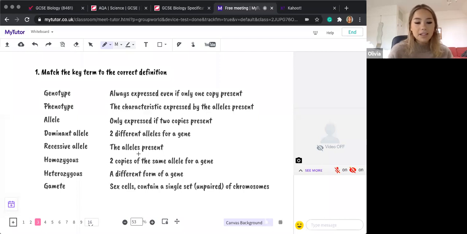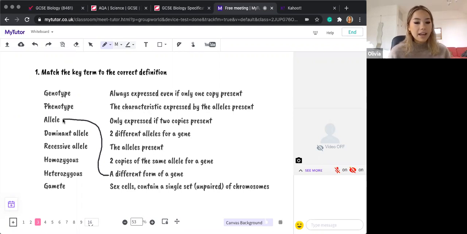Okay, so the alleles present can't be the term allele because it's got that in the name. But yes, I can see a few of you now saying an allele is a different form of a gene. This is probably the most important thing that I'm going to need you to understand today, what an allele actually is. So we saw from last time we had a look at genes. Can anyone remind me what a gene is?